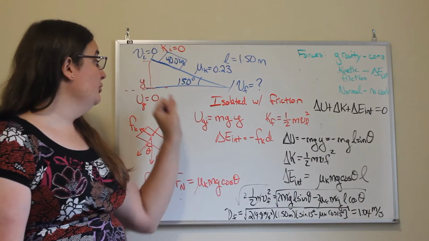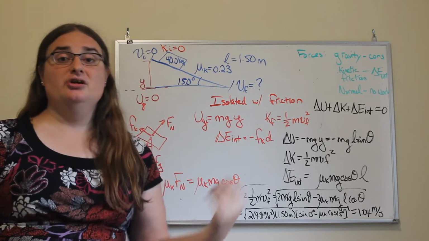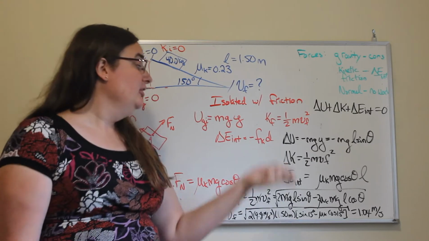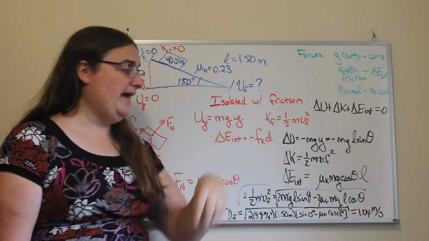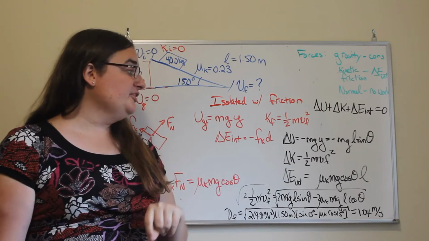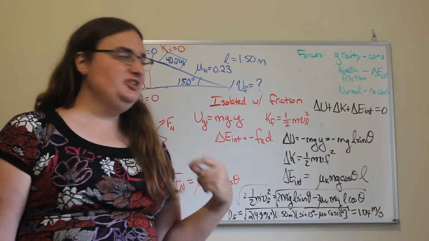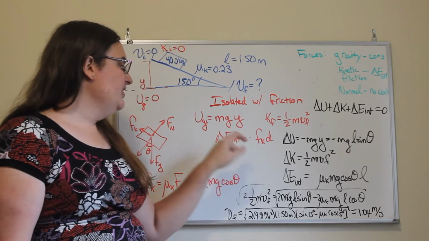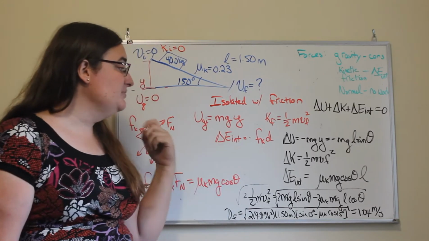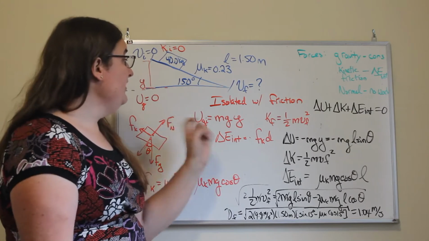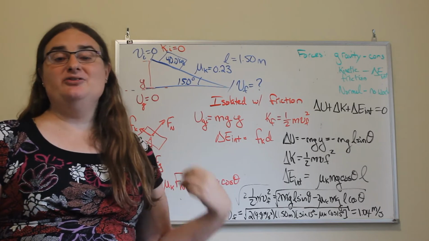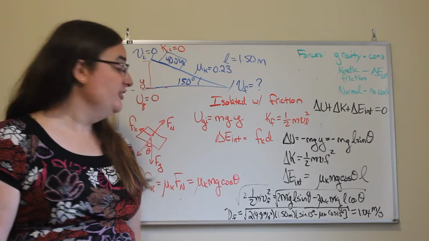Now, for kinetic energy, if it starts at rest, our initial kinetic energy is 0. Our final kinetic energy is 1/2 mv squared. So our change in kinetic energy is just 1/2 times our mass times our final speed squared. And the change in internal energy is the force of kinetic friction times the distance that the object slides. And when friction is present, friction is increasing the amount of internal energy that we have.